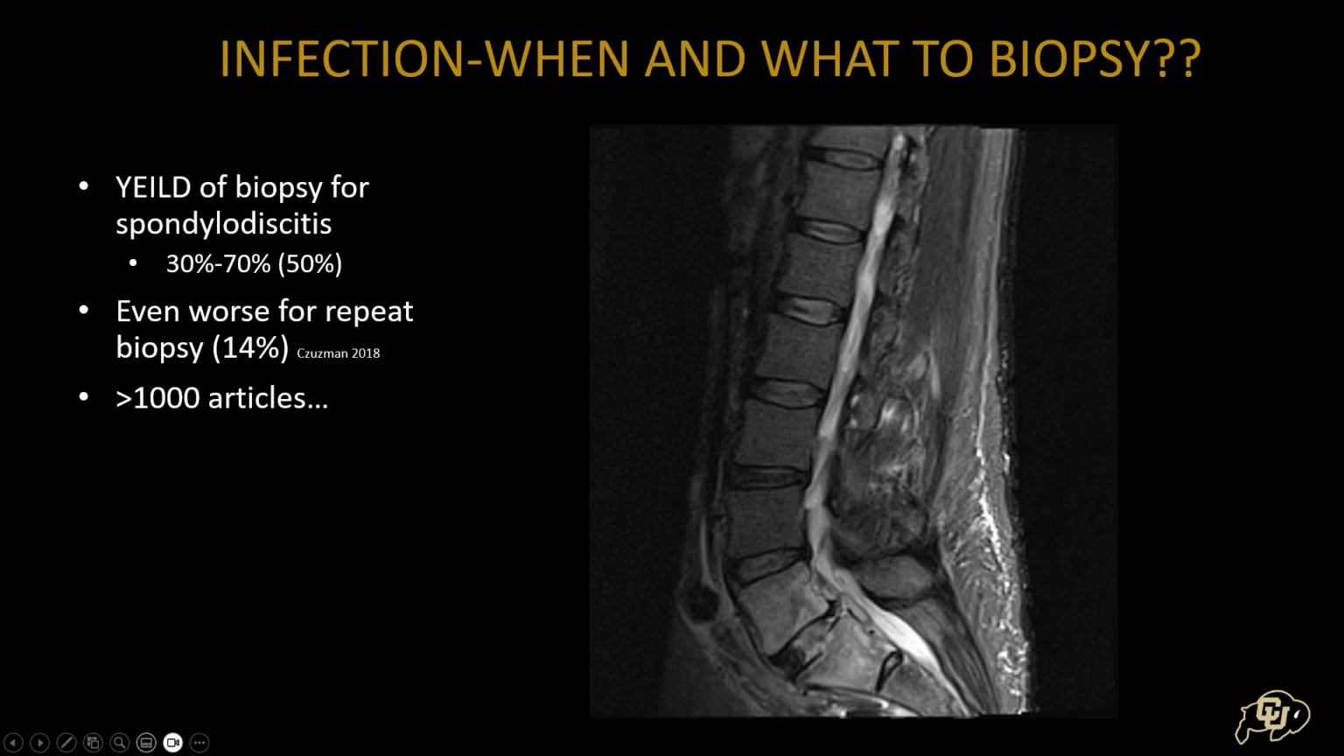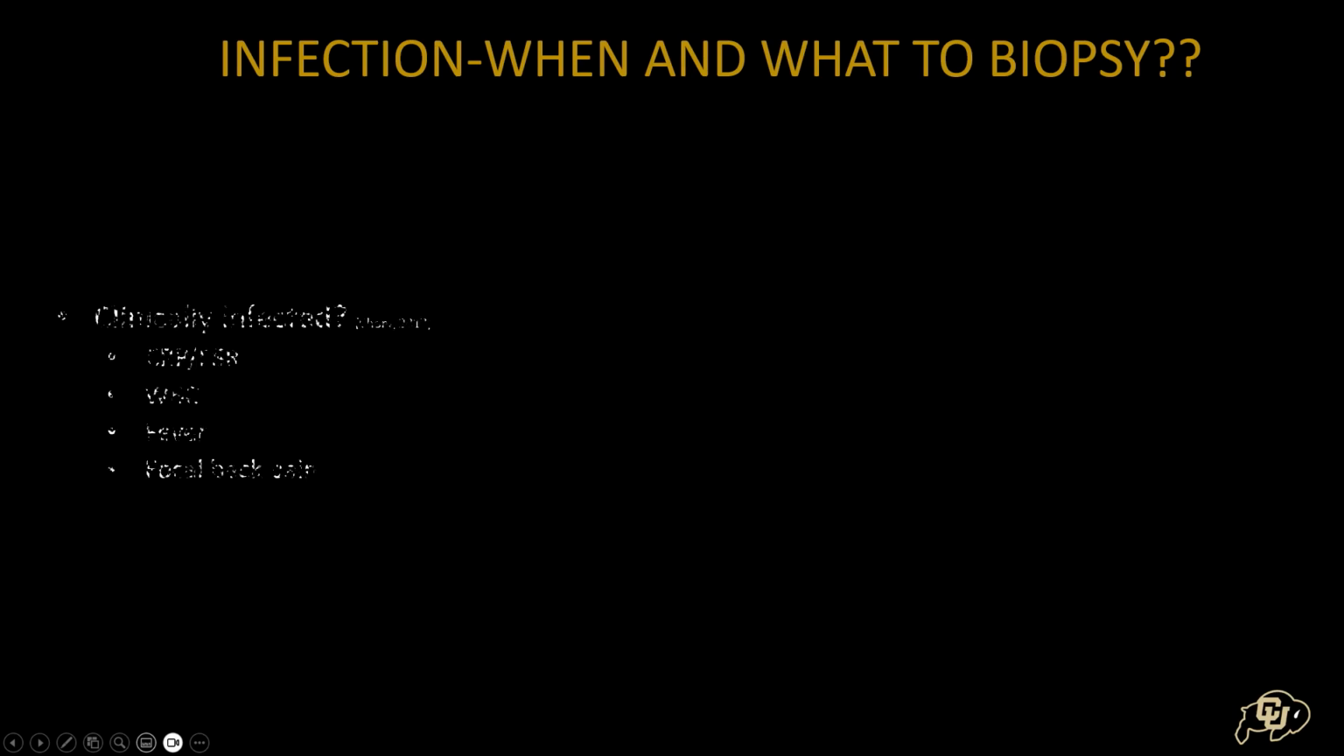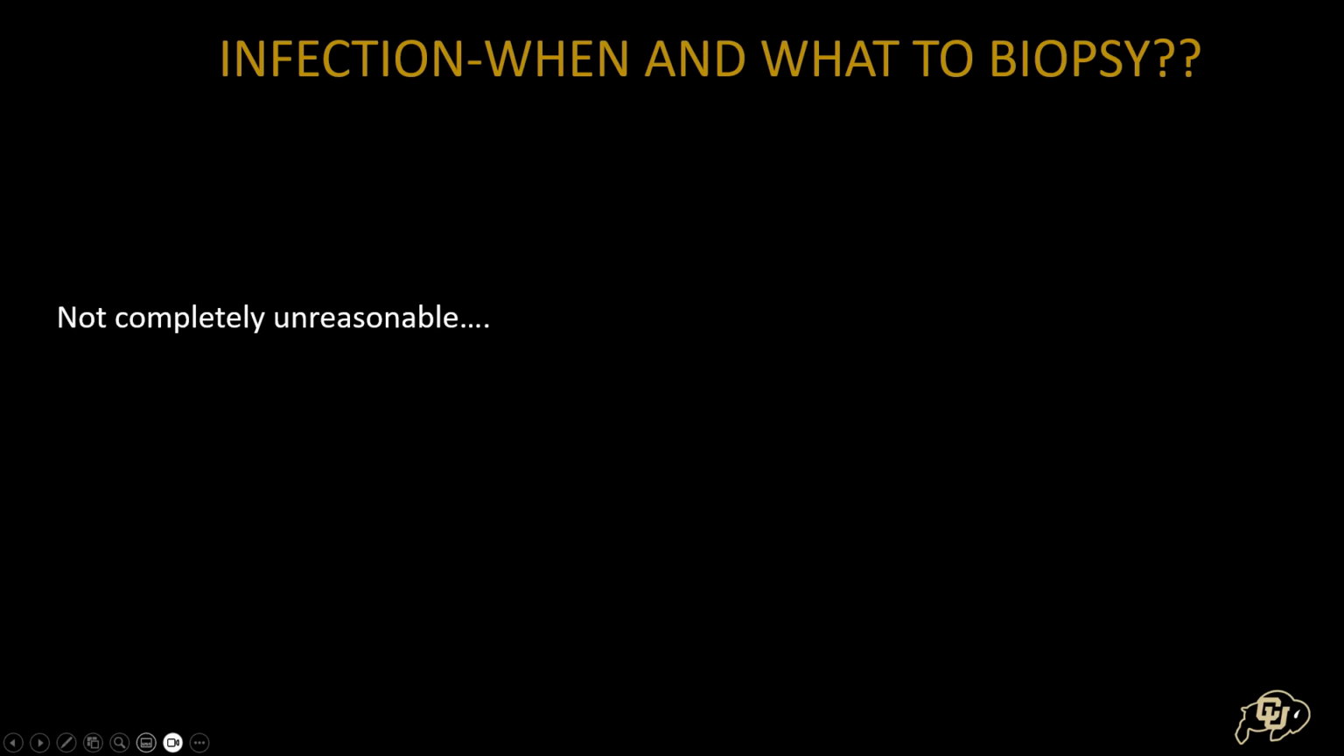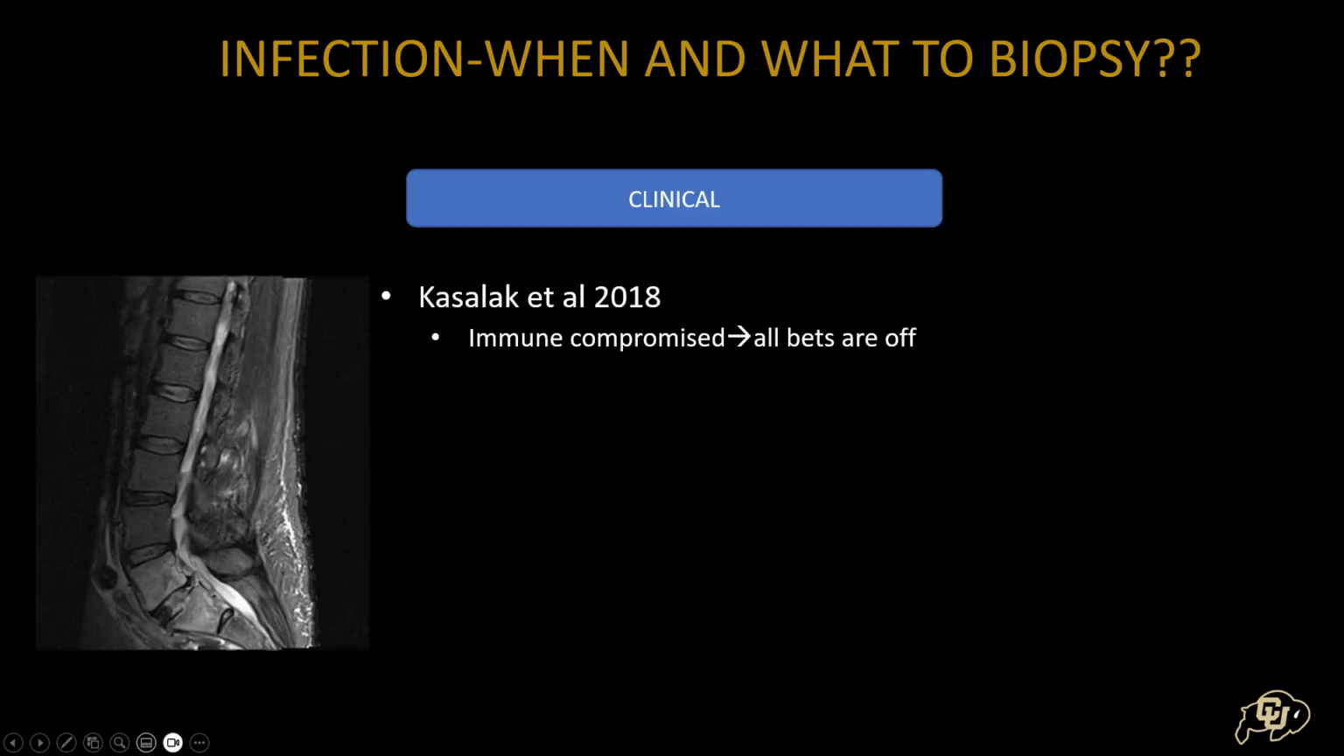There are literally over 1,000 articles on this exact topic. So what I'm going to do here is really pare it down to the ones that I think are important. In the first instance, we need to ask ourselves, is the patient clinically infected? Do they have elevation of their inflammatory markers? Fever? On imaging, do they look infected? If you have these two together, I think it's not completely unreasonable to go in and biopsy and see if we can identify a bug.